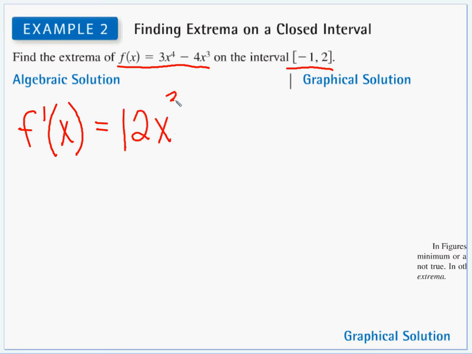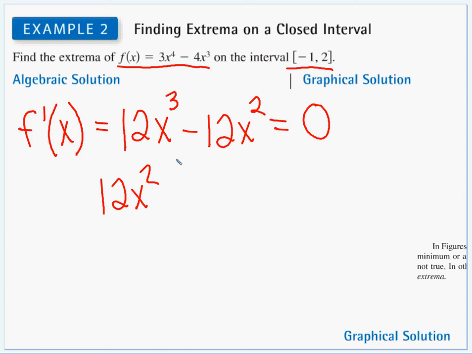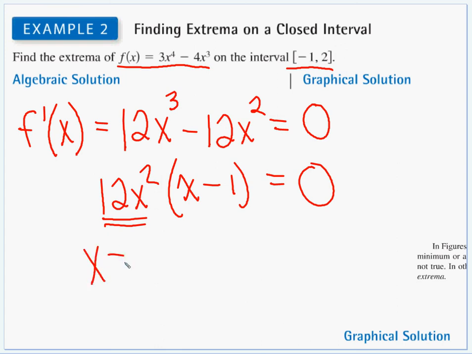Let's set it equal to 0. To solve, we're going to factor out a 12x squared. That'll leave us an x from the first term and a -1 for the second term. If we set that equal to 0, we can set our first piece equal to 0 and get x is 0. And if we set the parenthesis equal to 0, we'll get x is 1. So here are the critical numbers, 0 and 1.